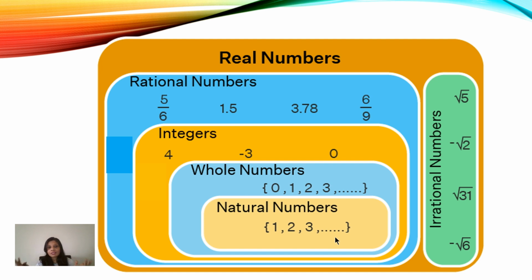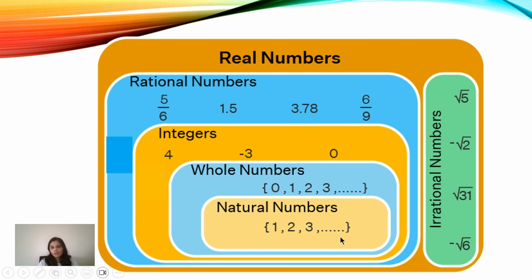So the real number system is complete with rational numbers and irrational numbers. So you know that all natural numbers, whole numbers, and integers are included within rational numbers, and irrational numbers are separate. So together rational and irrational numbers we call real numbers. Hope you're clear with the real number system.